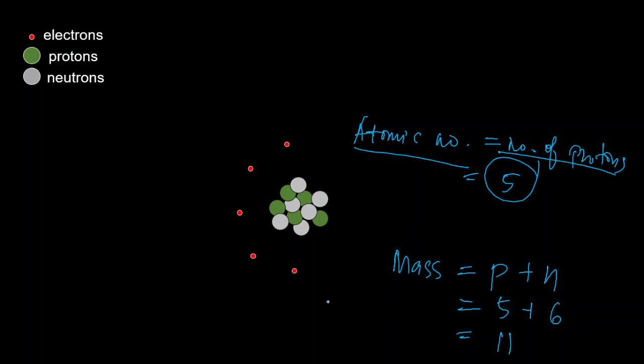Let's identify this element. We need only to look at the atomic number, which is 5. So what element has atomic number 5? You can check your table of elements, and that element is actually boron, and the mass is 11.